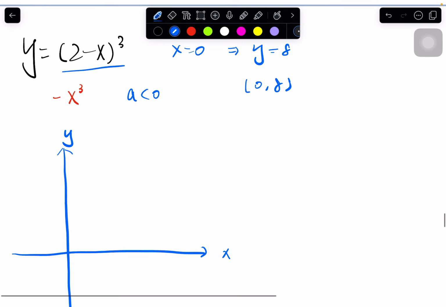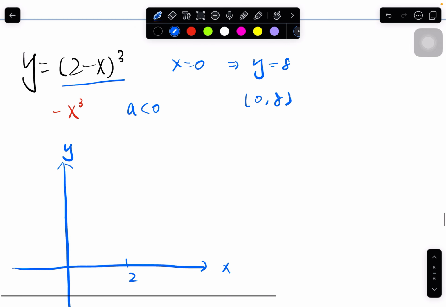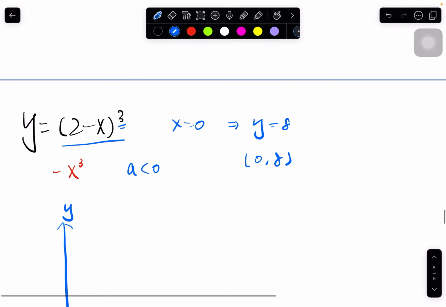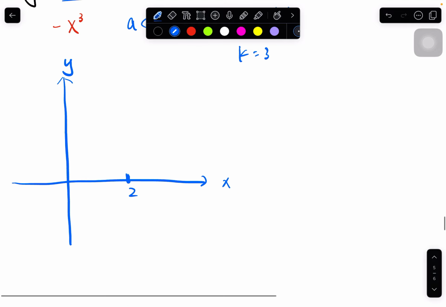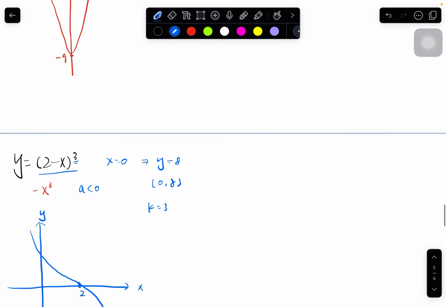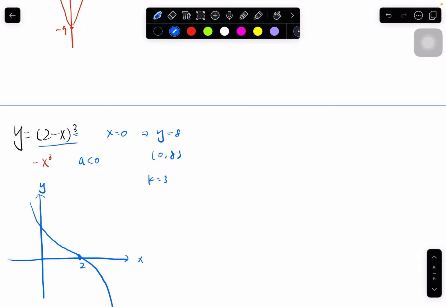And then what about the x-axis? There's only one interception with the x-axis, which is just 2. Now we know that there's only one interception, and at this point the k equals 3. We're going to pass through it, right? So the function shall just look like this. And this is 0, 8.